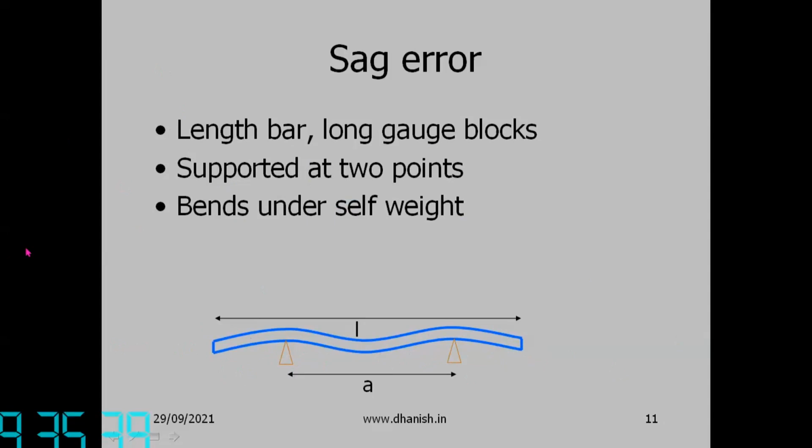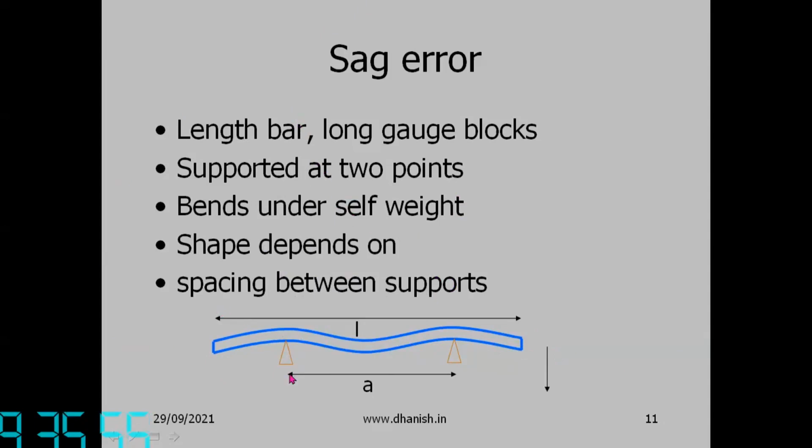So bending under self weight. The weight of the bar itself will cause bending of the length bar. So this shape depends on the spacing between the supports, A. So if L is the length of the bar and A is the spacing between supports, we can choose different spacings.